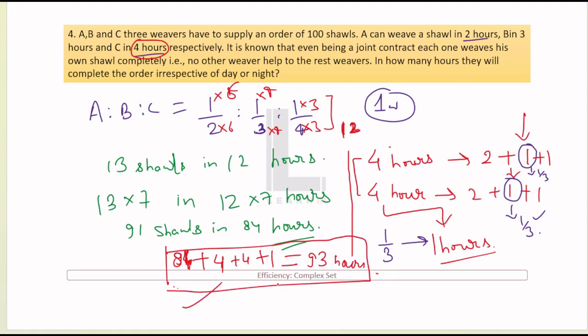This was a complex set. So I have told you, you can take different LCM methods. You can take LCMs whenever you can use them, but you have to interpret that in this language. You have to interpret this in this language.